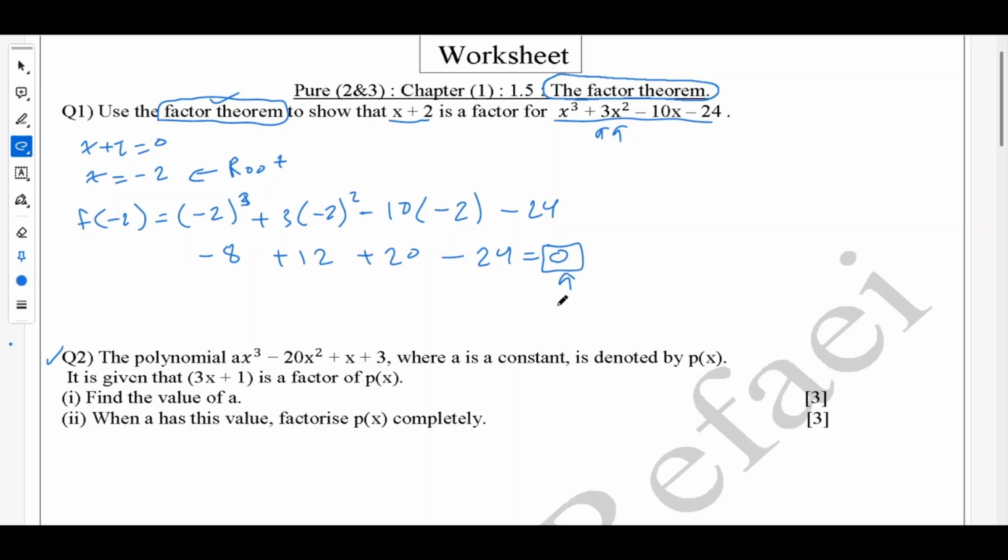This is the remainder, and the remainder is 0. According to that, x plus 2 is a factor. You have to be careful. This question said use the factor theorem. So you have to set the factor to 0 to get the root and then substitute. The long division will not be acceptable in this question. I hope this is clear, students. Let's move to question number 2.